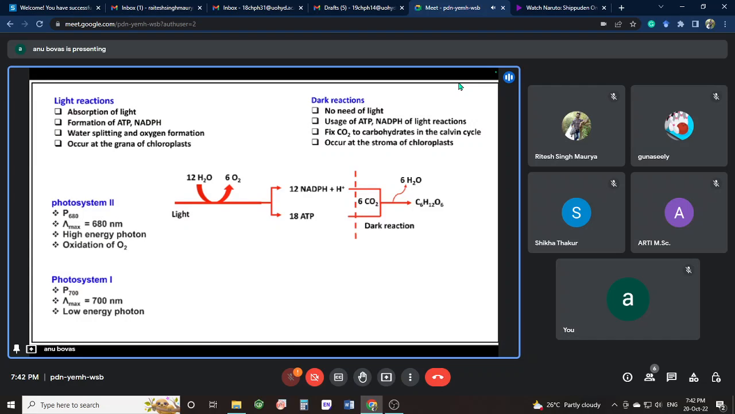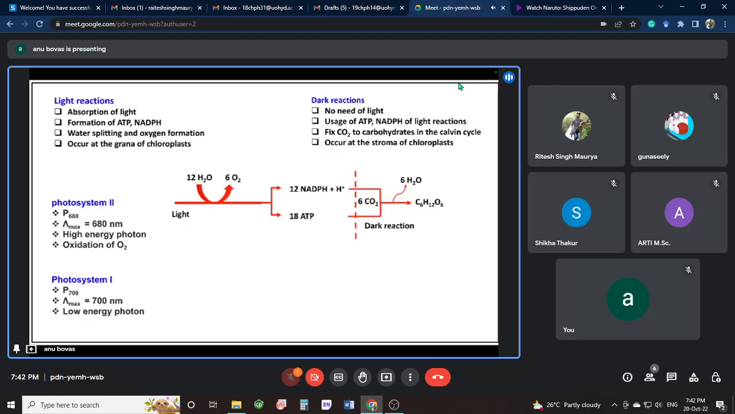Now we can say that photosynthesis has two parts: one is the light reaction and the other is the dark reaction. Light reaction, as the name suggests, involves absorption of light, and ATP, NADPH, etc. will be formed. Water splitting happens and oxygen formation happens here. And it occurs at the grana.